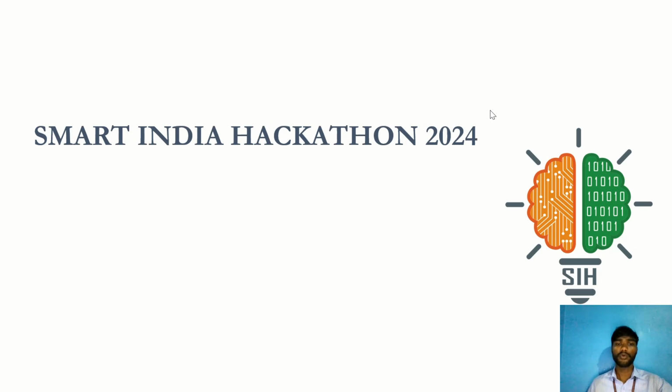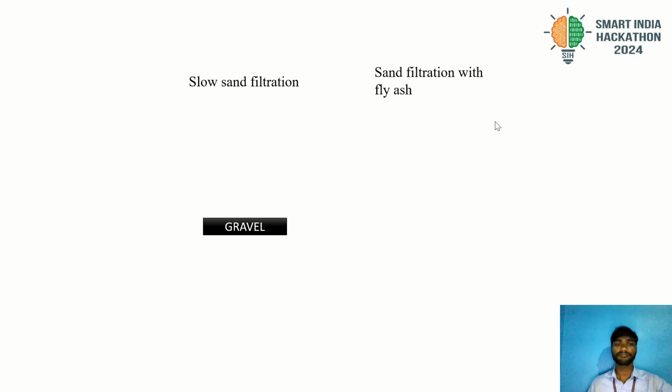We will explore how a slow sand filtration system works and see what happens when we add fly ash to it. This technique not only cleans water but also helps in reusing a byproduct from the coal industry. Sounds interesting, right? Let's get started by setting the scene with two jars. One is a slow sand filtration system, another one is sand filtration with fly ash.